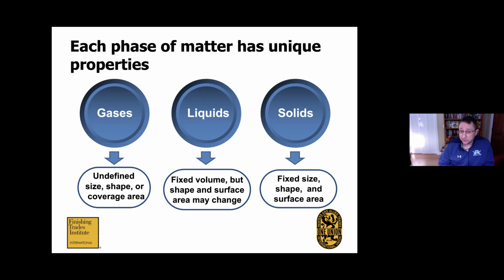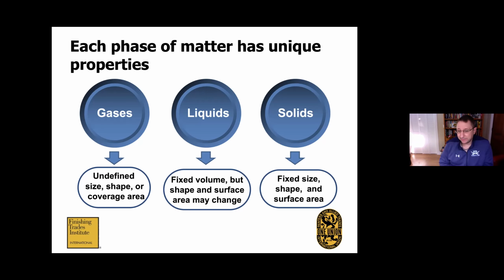Liquids have a fixed volume. So this is a 12-ounce bottle. It's never going to be anything other than 12 ounces of liquid that I can fit in there. So it's got a fixed volume. It's going to take the shape of whatever bottle or container it's in, whether it's a square, a cylinder, a globe, whatever. And the surface area can change, right? So if you imagine a 5-gallon bucket of paint, it's got a defined surface area. What happens if you spill that bucket out on a driveway? That surface area now changes quite a bit, right?